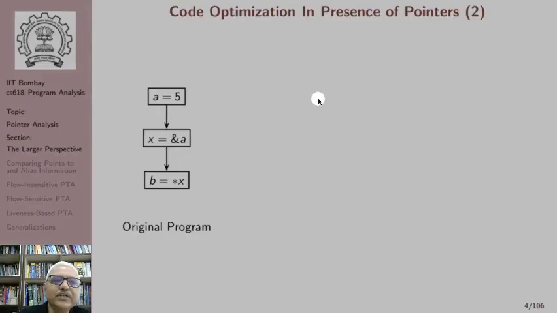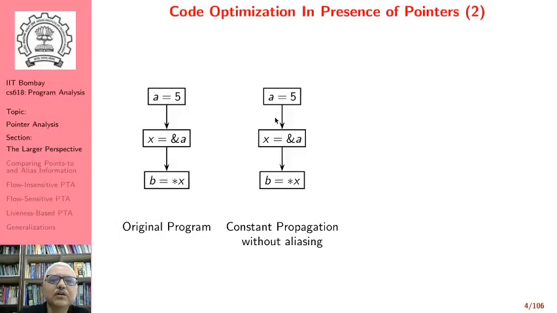We are writing a value 5 in A and we are storing the address of A in X, and then we are making this assignment B is equal to star of X. This is the original program. If we did constant propagation that we have seen in the beginning of this module, in the previous lecture, then we will say that look, we don't know what this X points to, and we will not be able to say for sure that B is equal to 5. So constant propagation will not optimize this program.